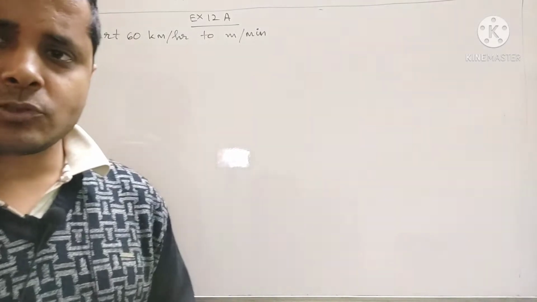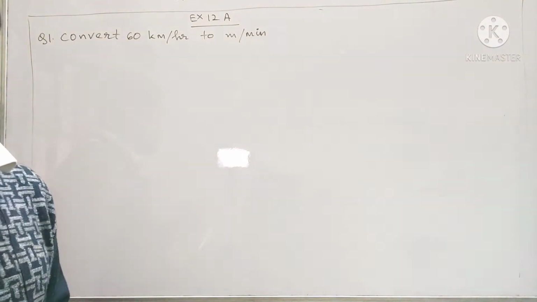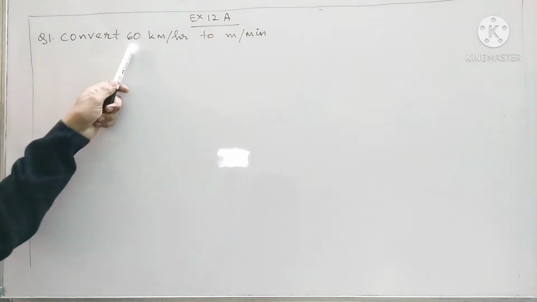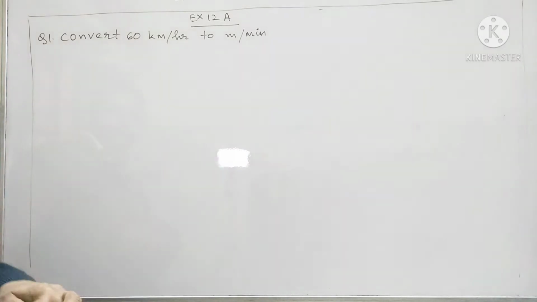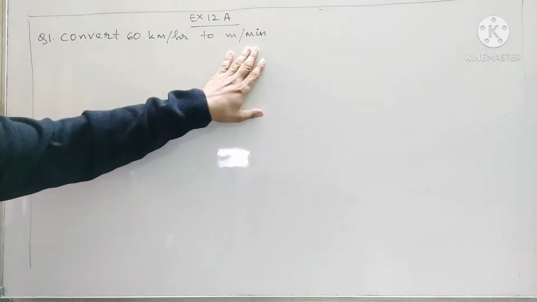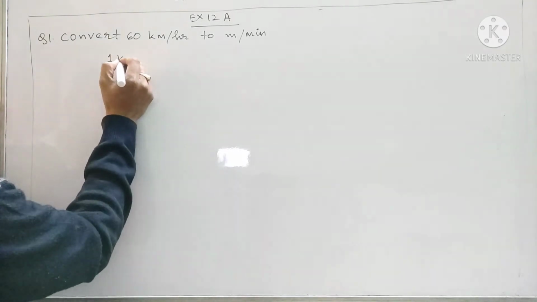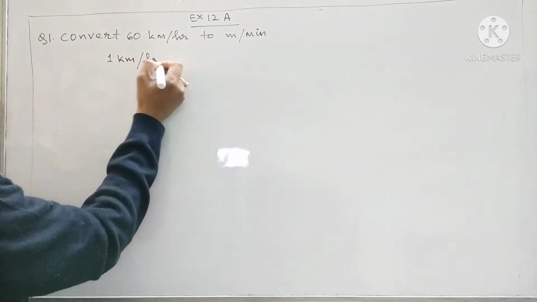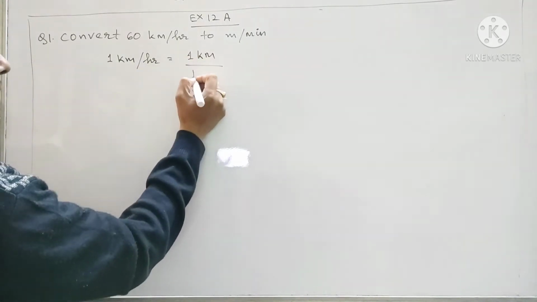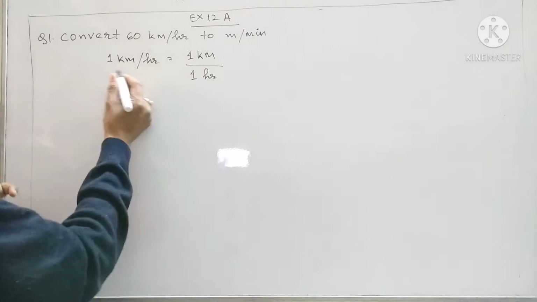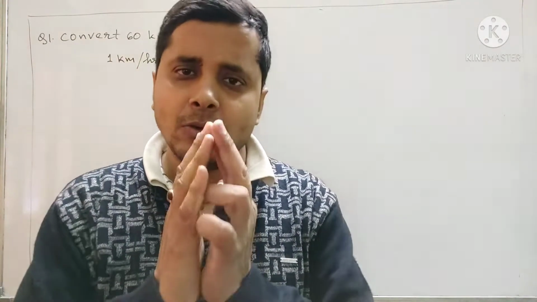So now we will solve exercise 12A, question number 1. What is it saying? It's saying convert 60 km per hour to meter per minute. So you have to convert kilometer per hour to meter per minute. What will we do? First we will write that 1 kilometer per hour is equal to 1 kilometer by 1 hour. Remember that 1 kilometer per hour is equal to 1 kilometer by 1 hour.